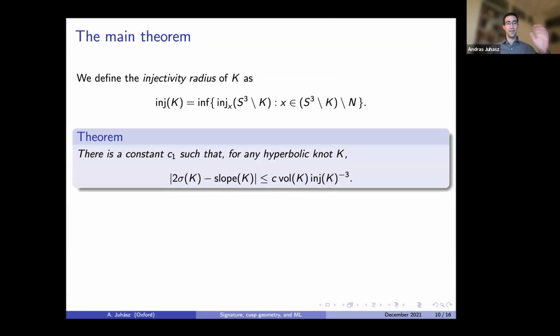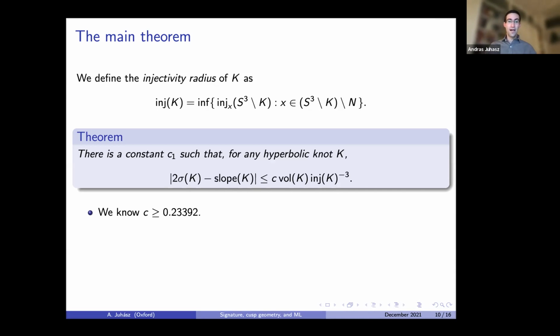And so the theorem is that there is some constant C such that for any hyperbolic knot K, twice the signature minus the slope is bounded from above by C times the volume divided by the cube of the injectivity radius. And the C1 is the same as C. That's a typo.